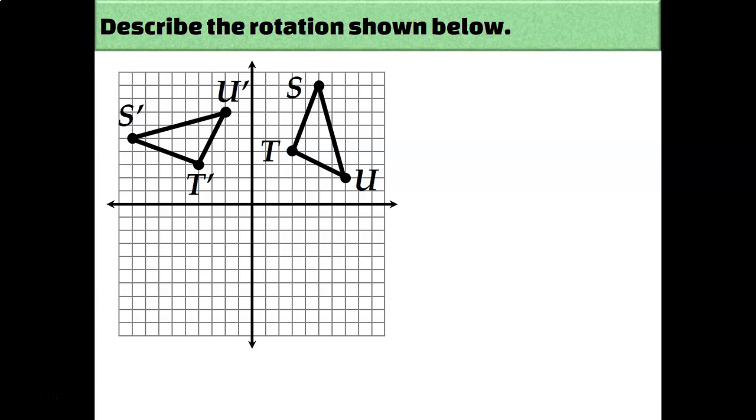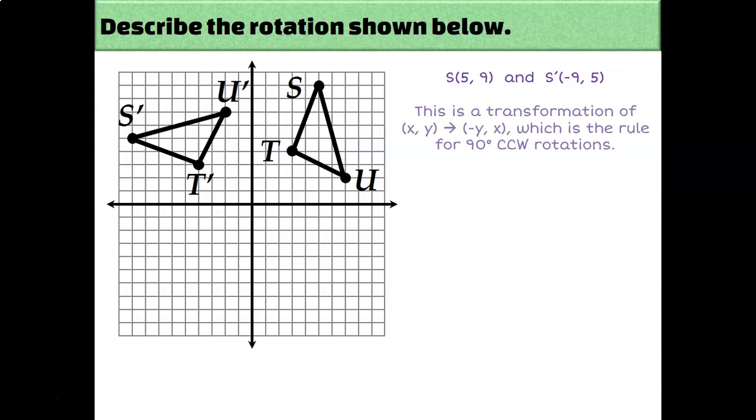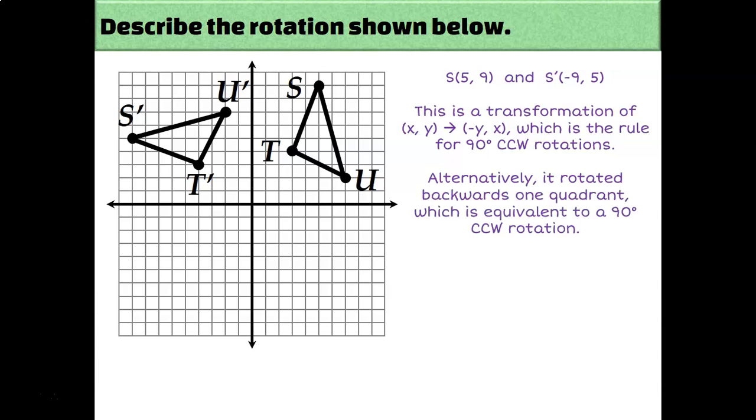You can actually confirm that by looking at the coordinates of a pre-image and an image point. For example, S is the point (5, 9), and S prime is the point (-9, 5). That follows the rule (x, y) transforms into (-y, x), which again matches to a 90-degree counterclockwise rotation. Or, like I said to begin with, it was rotated backwards 1 quadrant, which is equivalent to 90 degrees counterclockwise.